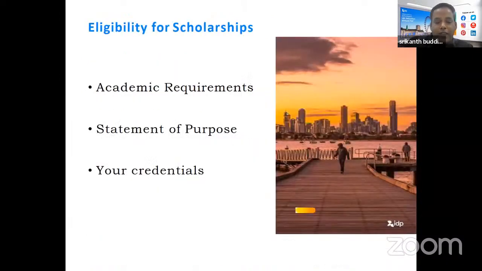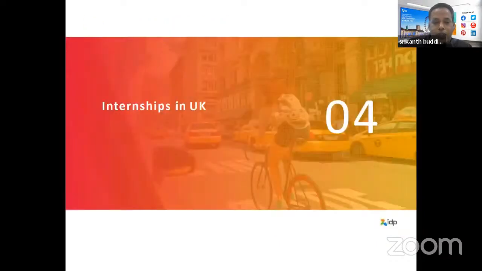So these are the main requirements for the scholarships. One is academic requirements. The minimum academic requirement is 70%. And we need a proper statement of purpose. What is meant by statement of purpose? You need to describe why you need to study in the UK, why particularly this course, why not other countries, why particularly this university, why this course, and your credentials.